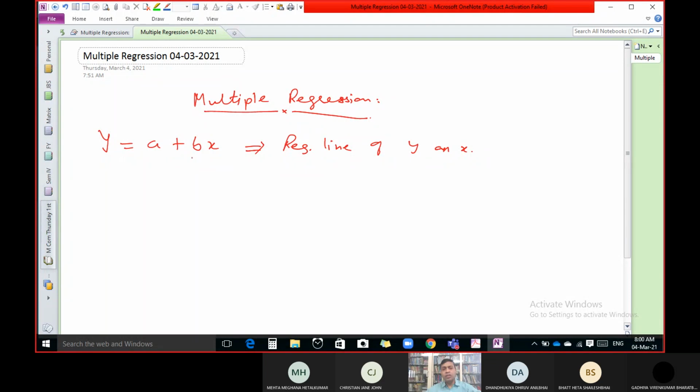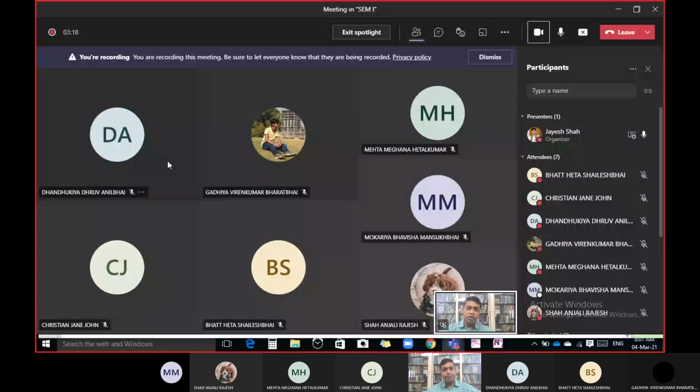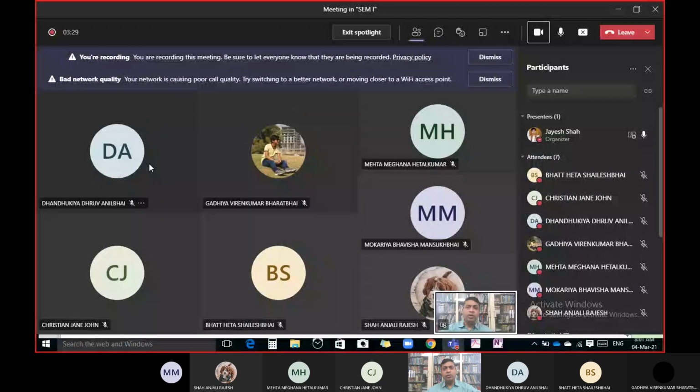Here a and b are constants, and x and y are variables. X is known as the independent variable and y is the dependent variable. Do you know the use of the regression line?